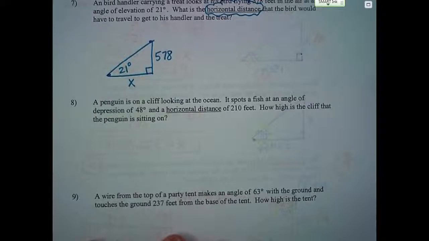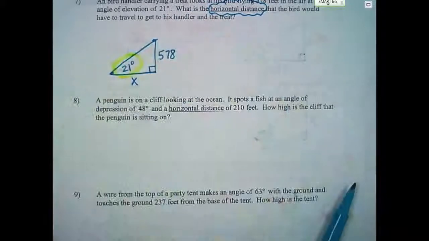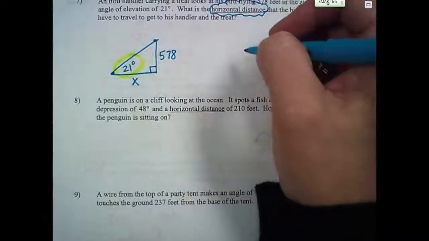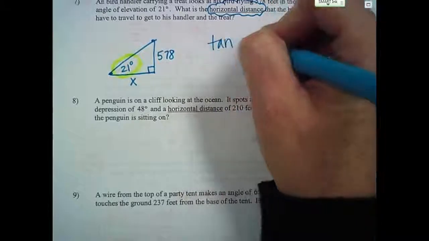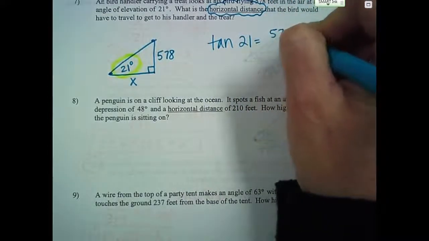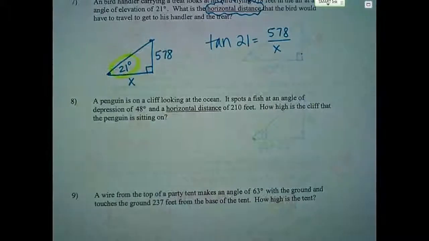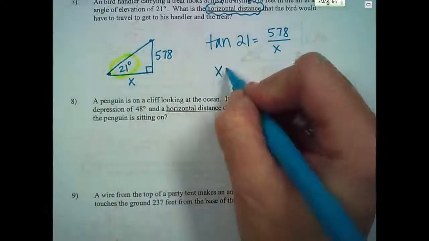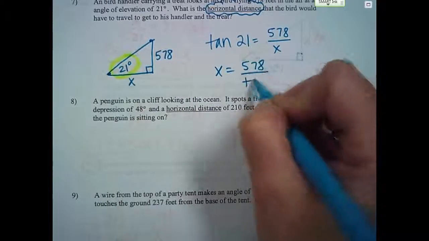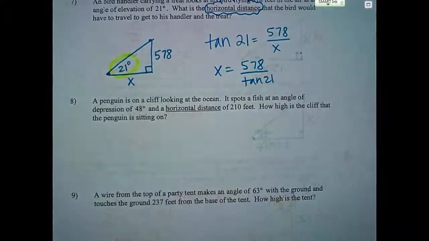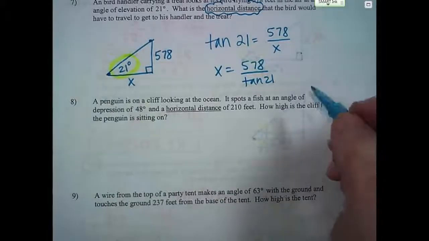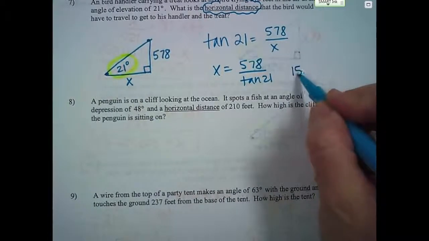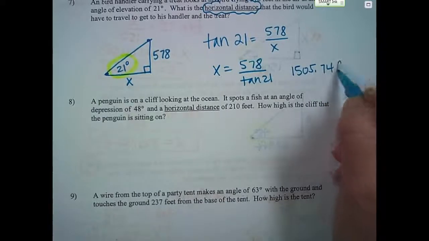So to solve this problem, we have an angle. We have its opposite and its adjacent. So opposite and adjacent use? Tangent. Tangent of 21 equals 578 over x. When x is in the denominator, that's when you divide. So to solve x, you're going to do 578 divided by tangent of 21. I got 1505.74 feet.